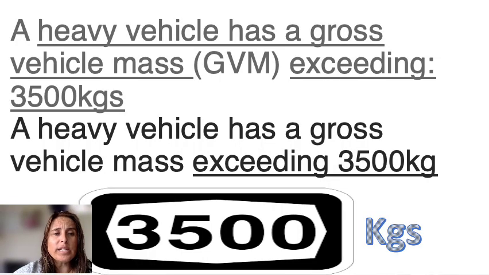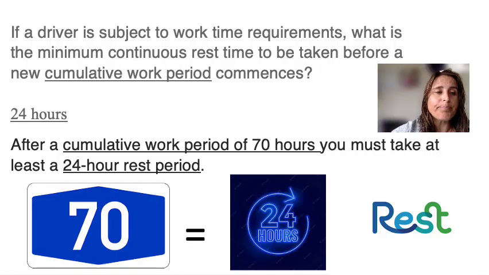A heavy vehicle has a gross vehicle mass exceeding 3,500 kgs.